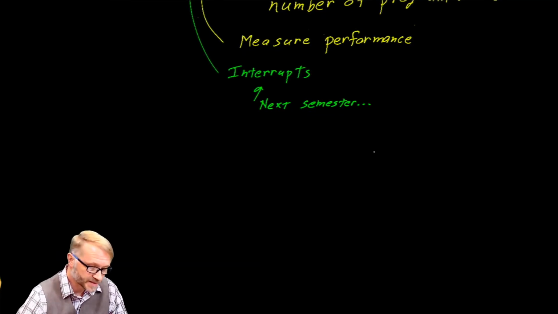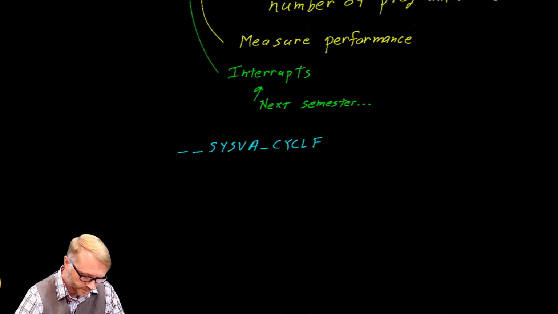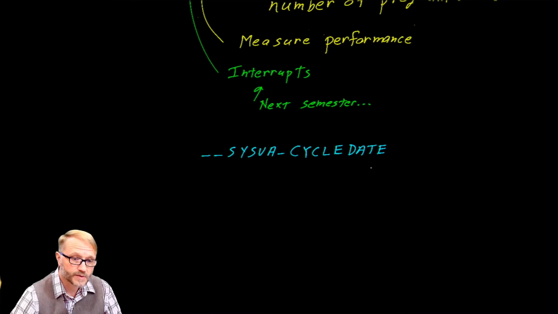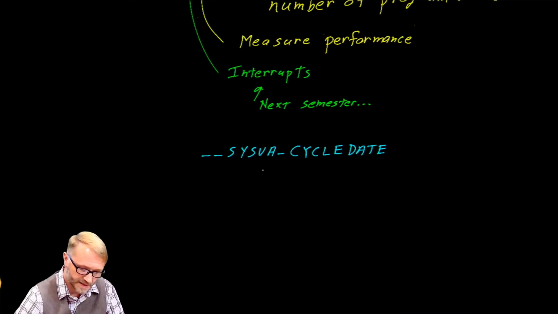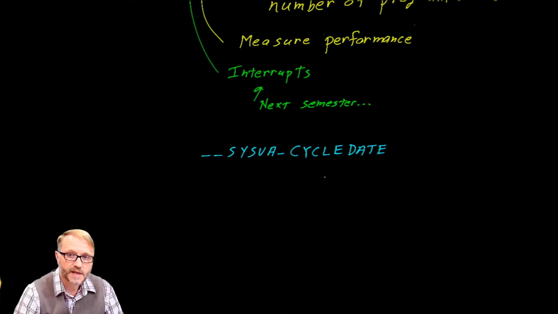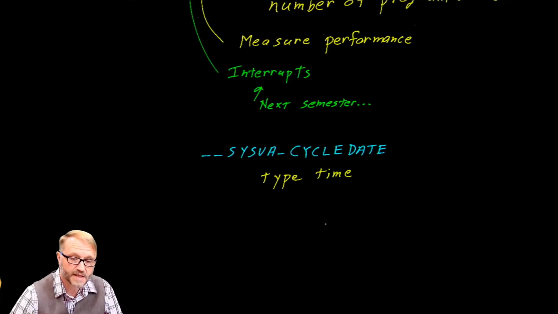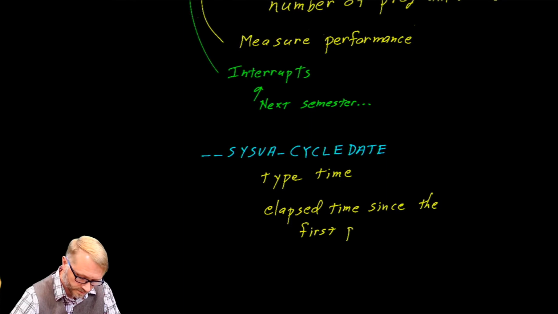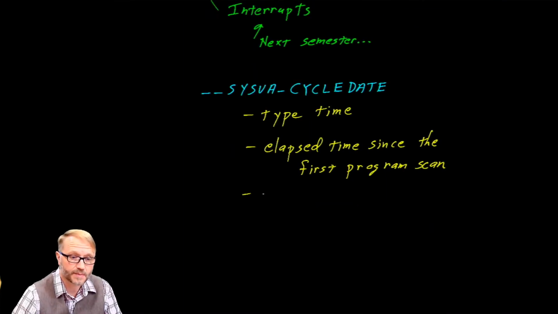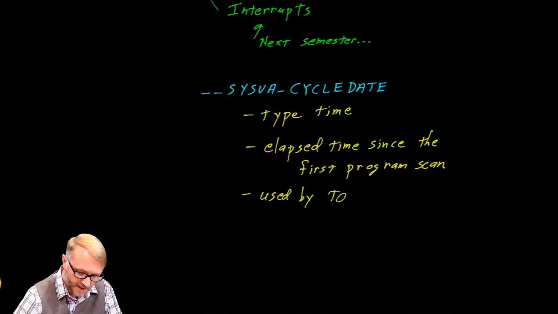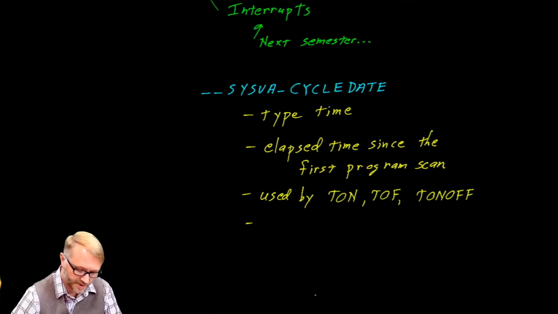The next variable is system cycle date. This is one of the most useful memory locations you have because it allows you to track time. The cycle date tells us the number of milliseconds the PLC has been running. It has a type time that tells us the elapsed time since the first program scan. Behind the scenes, this is used by the built-in timers, such as time on, time off delay, and your time on, off delay timers. You can also use it to construct your own timers, as we saw in a previous video.